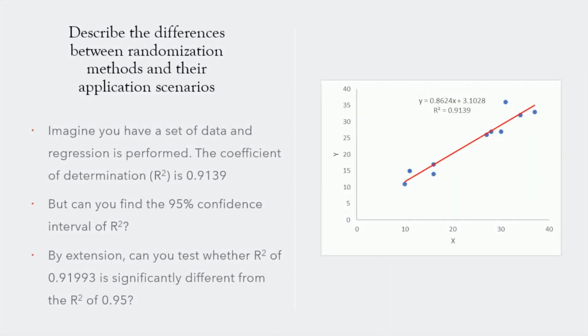Imagine a case where you have a set of data and regression is performed. The coefficient of determination is 0.9139. But can you find the 95% confidence interval of R2? By extension, can you test whether R2 of 0.9139 is significantly different from the R2 of 0.95?